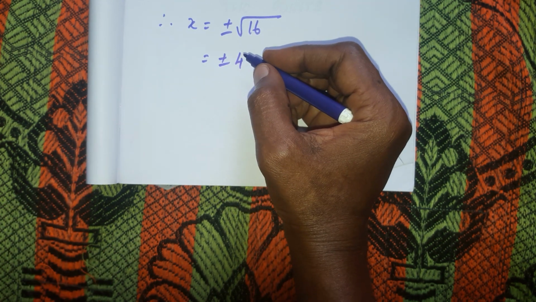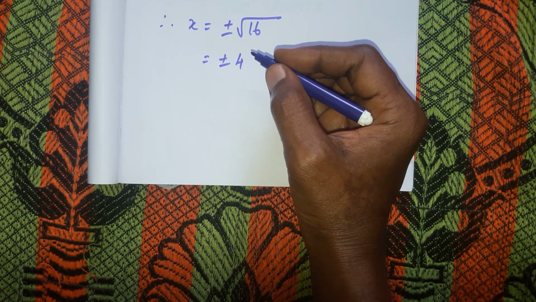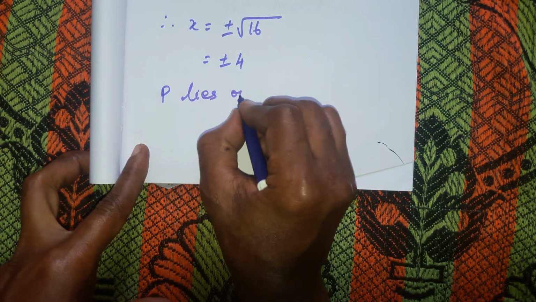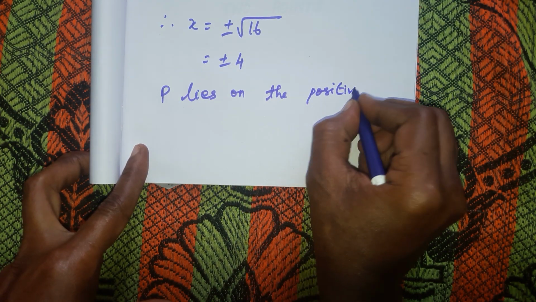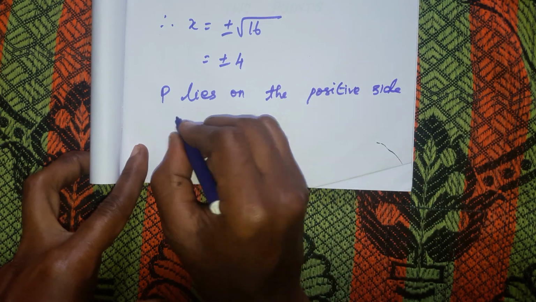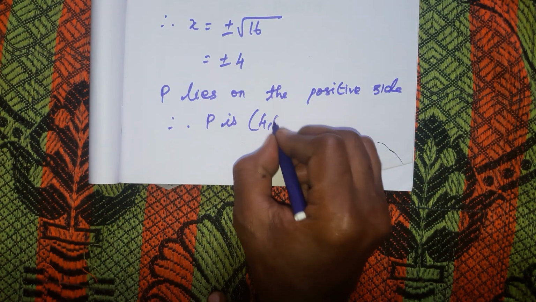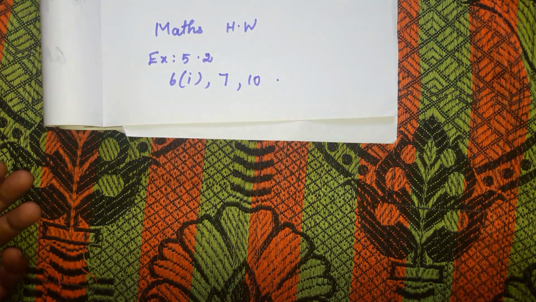But x is on the positive side. P lies on the positive side, like that given. Therefore, P is 4, 0.